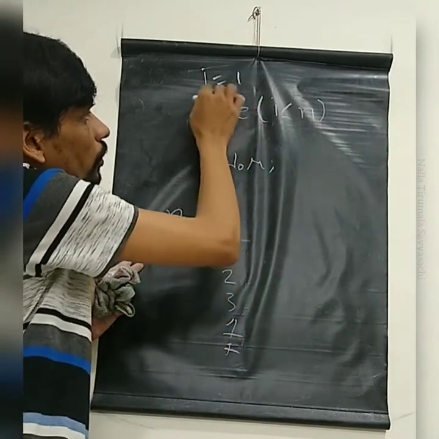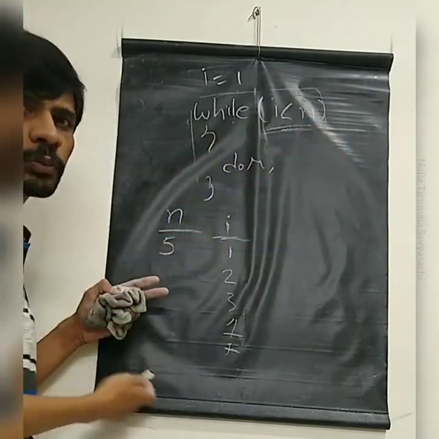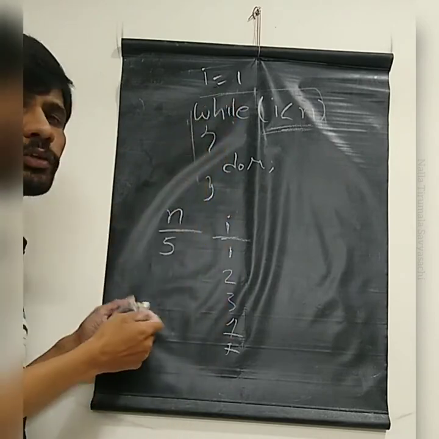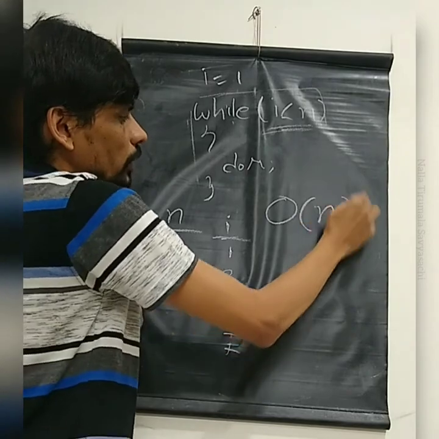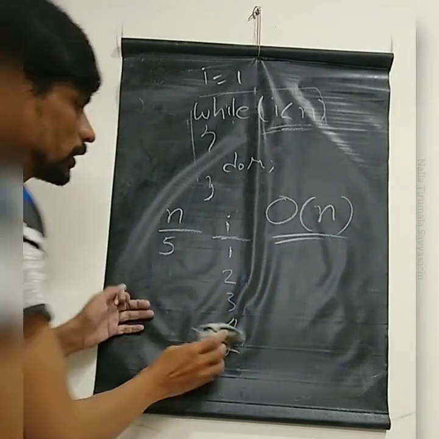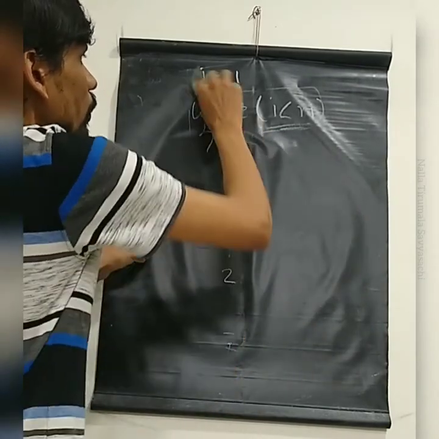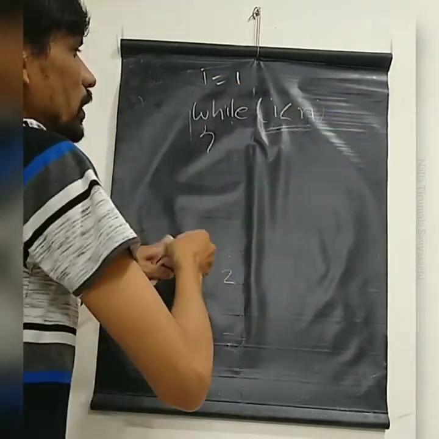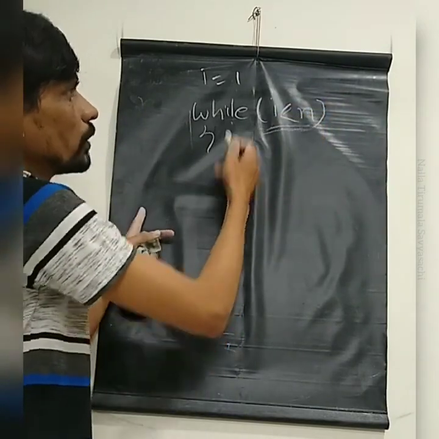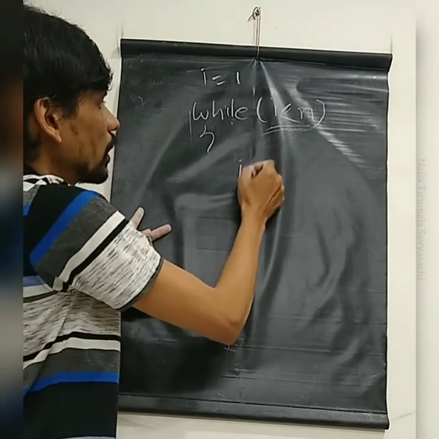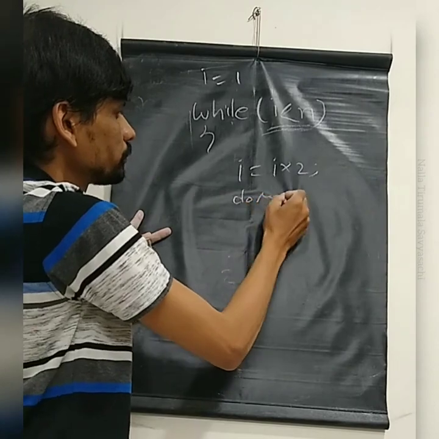To make this condition satisfy, how many times do I need to repeat myself? I need to repeat myself 5 times. So what is the complexity of this while loop? Big O of n. Okay. Now we will see another example. We will keep i less than or equal to n, but this time we will increment i equals i multiplied by 2. Do something.